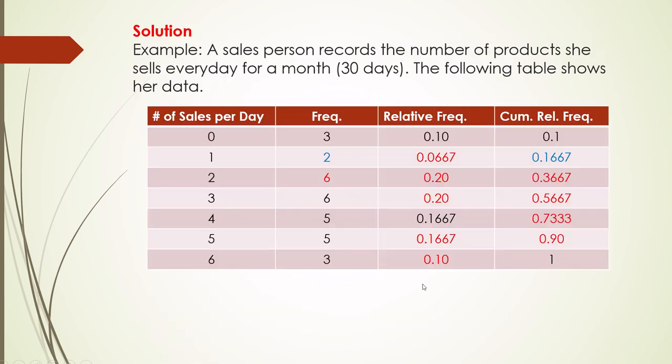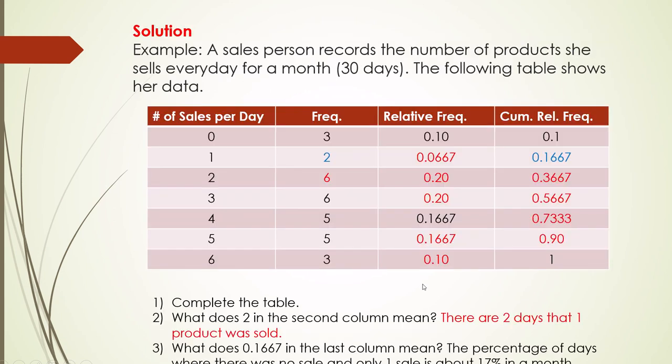Okay, let me share the answers now. Complete the table. So this was missing. We know the sample size is 30 because the data was collected for 30 days. I added all these numbers and found 24. 30 minus 24 is 6. So this missing value was 6.